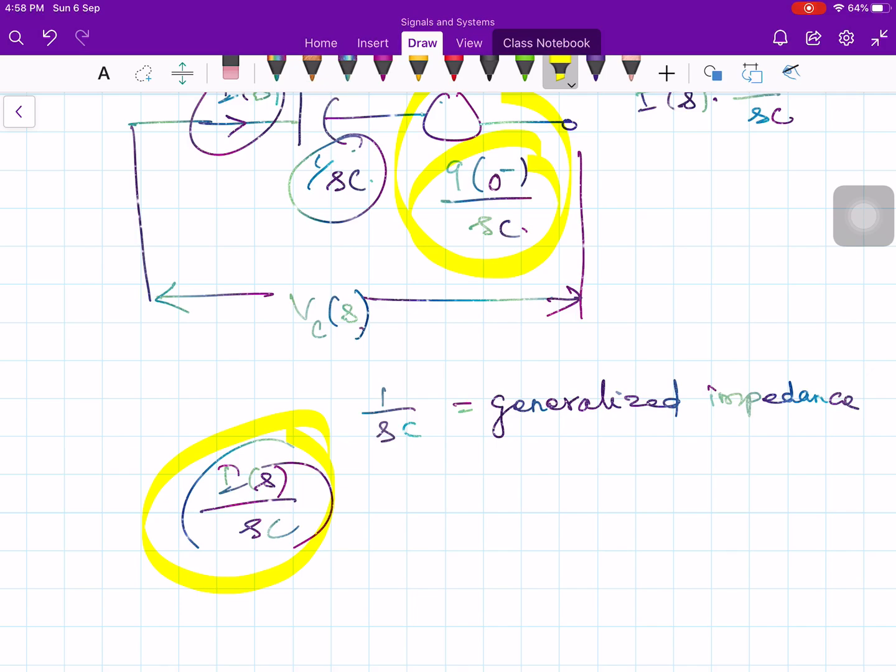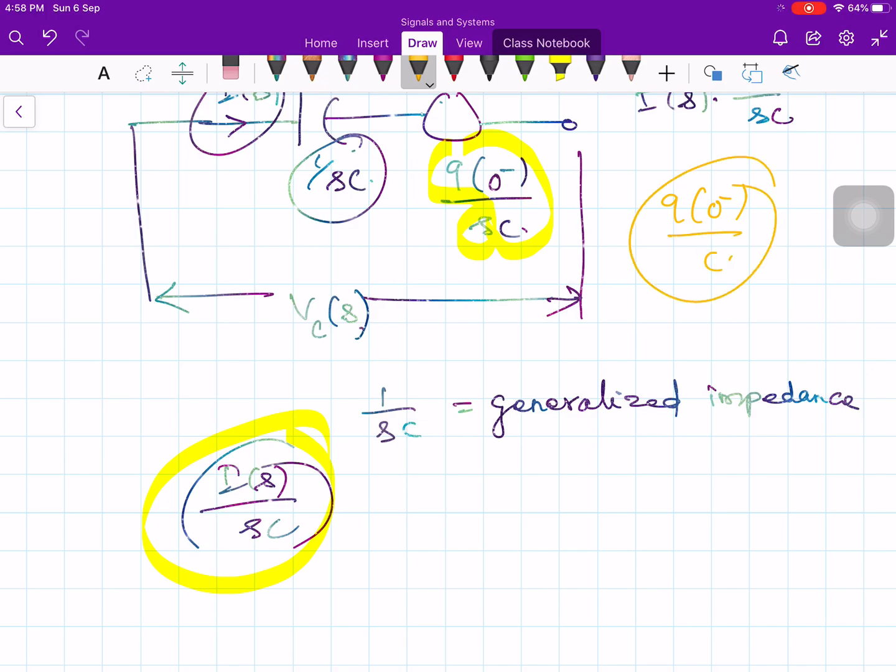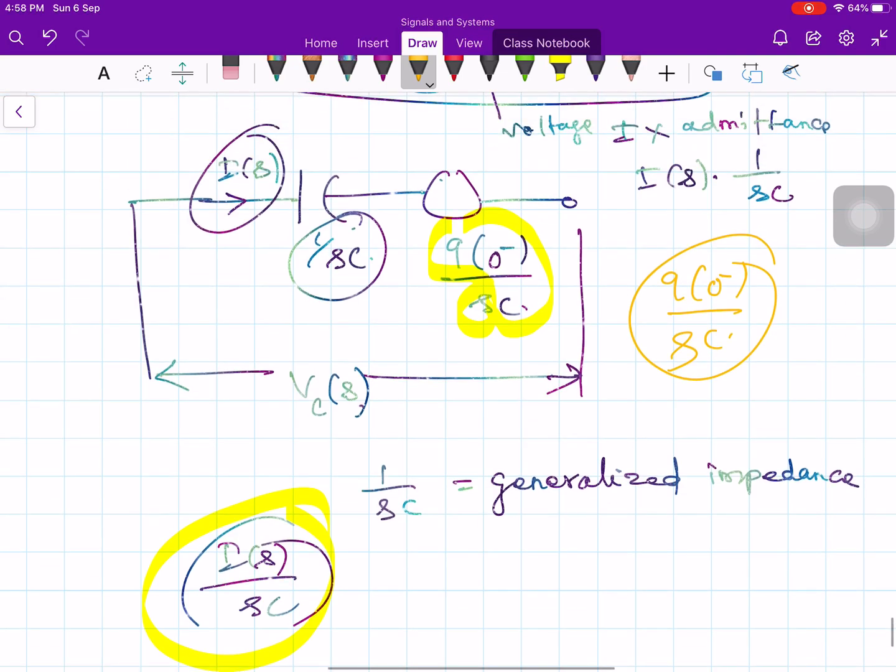I am not this one, I am sorry. The initial voltage will be this one, and then you divide by s. So the initial voltage will be q of 0 minus divided by c. This is my initial voltage, and divided by s. So this one is the transform diagram of a capacitor in the same way as we have derived it for the case of inductors in the previous lecture.